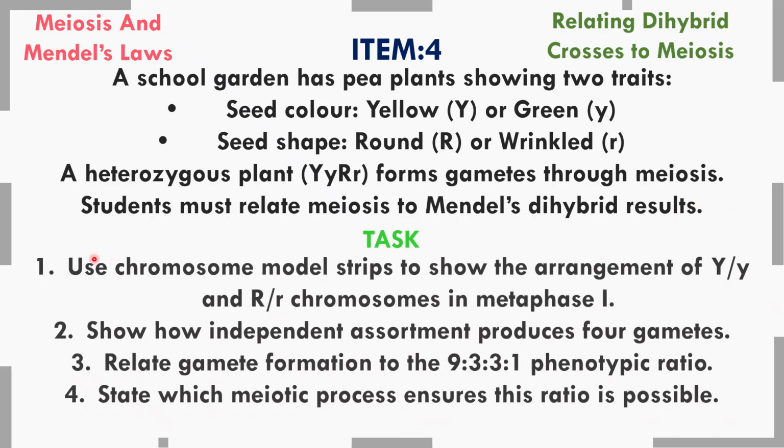Tasks. 1. Using chromosome model strips, show the arrangement of Yy and Rr chromosomes in metaphase. Show how independent assortment produces four gametes. Relate gamete formation to the 9:3:3:1 phenotypic ratio. State which meiotic process ensures this ratio is possible.